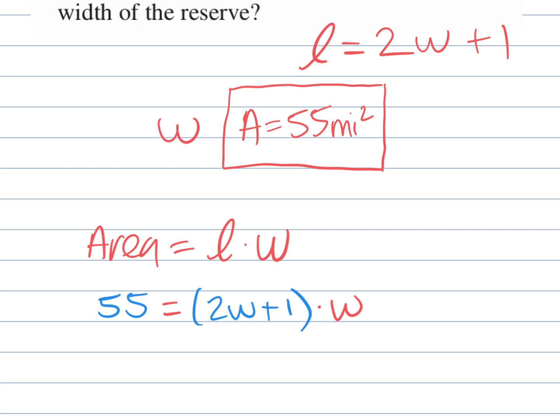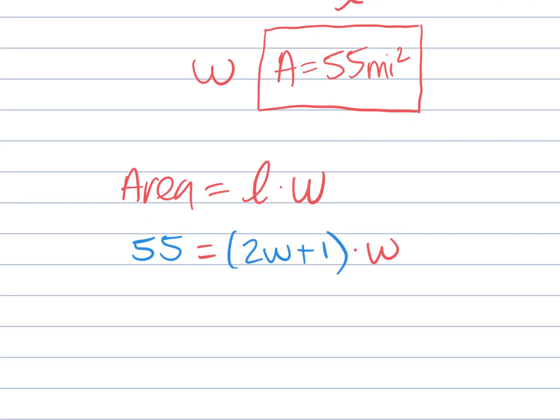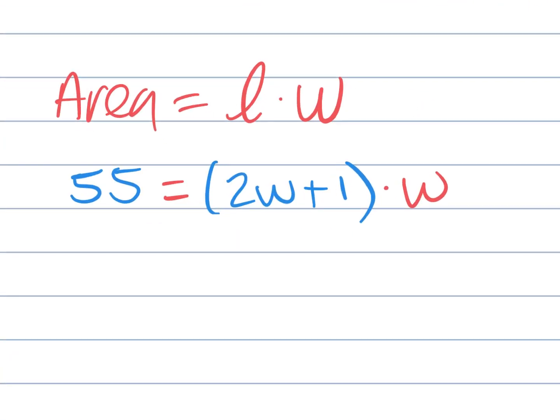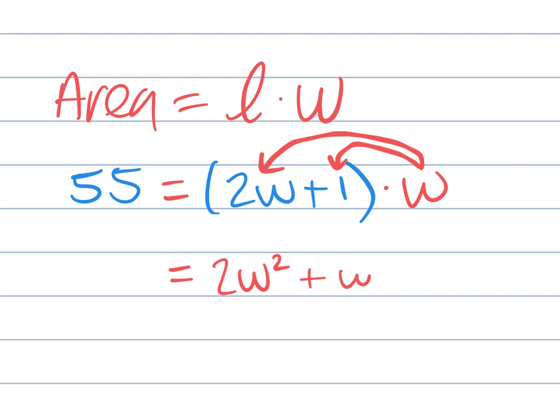Okay, so what would you guys do, just by eyeballing this, what would you do with this problem? Distribute the W. Remember, you can distribute backwards. It's the same as just having it outside your parentheses. So we're going to take W, multiply it by 2W, and we're going to multiply it by 1. What's W times 2W? So it's 2W to the second. And what's W times 1? Just W, or 1W. And that's equal to 55.